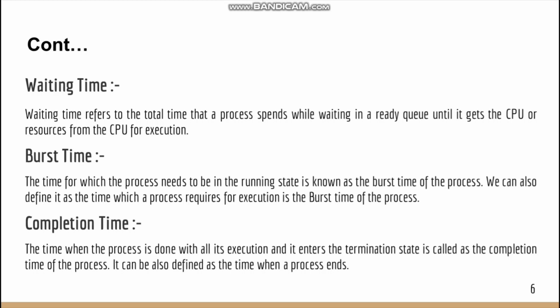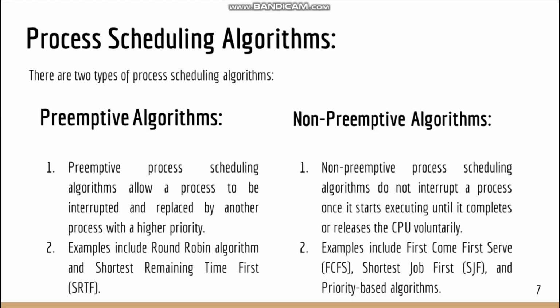Now we will talk about the two major types of algorithms, preemptive and non-preemptive algorithms. Preemptive algorithms are those which allow a process to be interrupted or replaced by another process with a higher priority, while non-preemptive are those which don't allow a process to be interrupted once it starts.